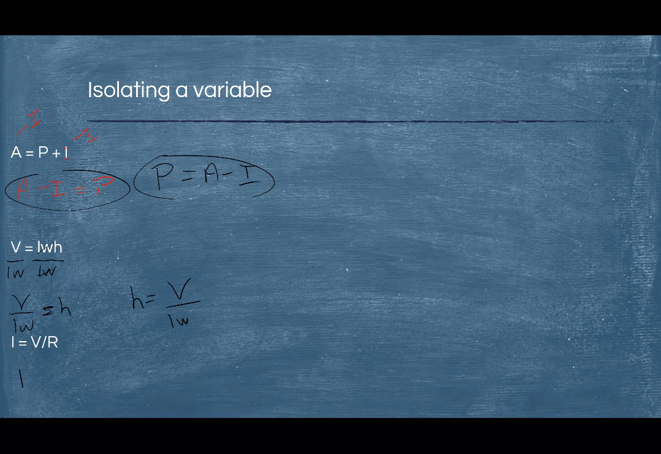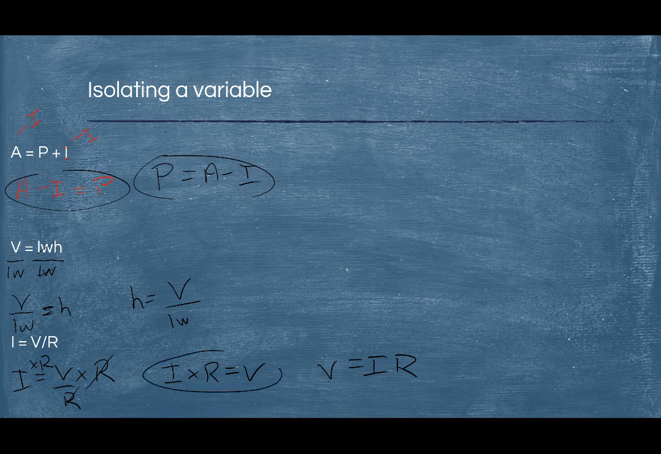In our last formula, I equals V over R. If I want to solve for V, well, then I got to get rid of this R on the bottom. So what you do is you multiply both sides by R. R divided by R cancels out, and I'm left with I times R on the left equals V. Again, if you don't like that, you could write it as V equals I times R. Both of these would be correct.